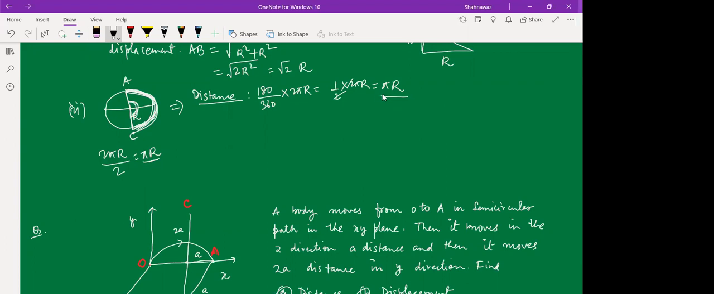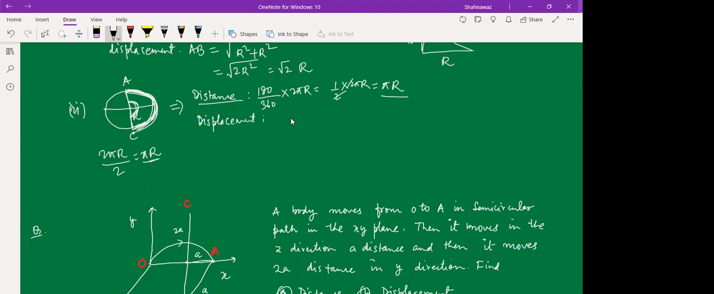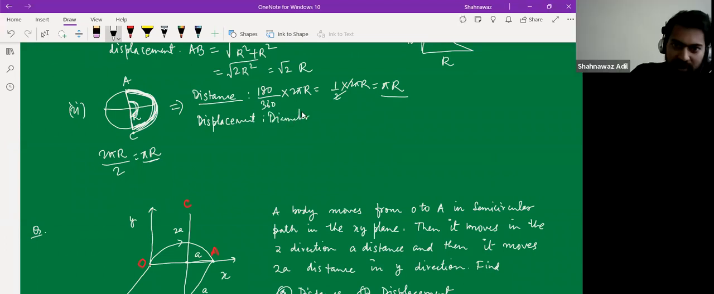And what will be the displacement? Diameter. Yes, the diameter of the circle. So which is 2R, right?